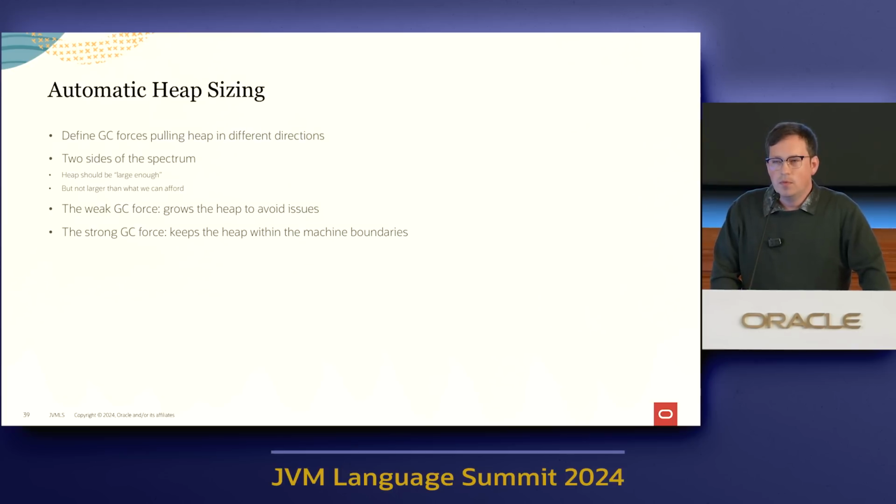So the way this works is that we're defining some sort of GC forces. Let's call it the weak force and the strong GC force. And this has to do with these two different sides of the spectrum, that the weak GC force wants to make the heap large enough to run smoothly, whereas the strong GC force is constraining the system to fit within the machine and not skate off the limits.